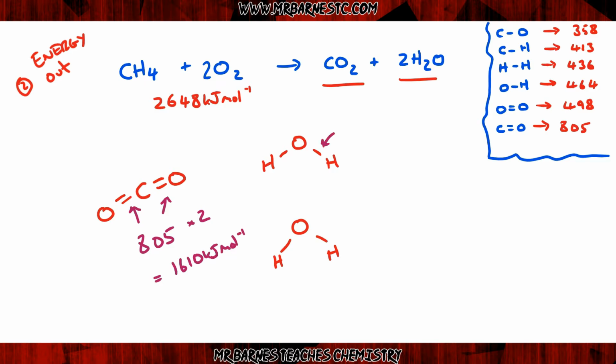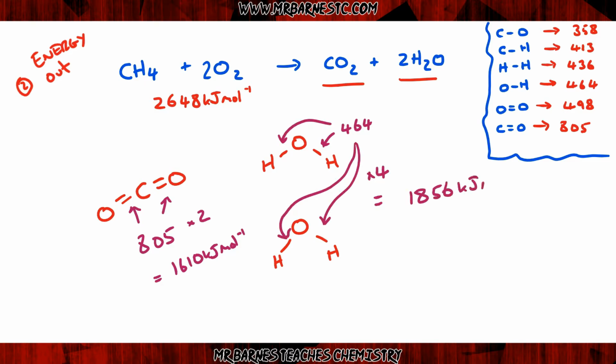Water, I've got 2 OH bonds per water molecule, which gives me 4 in total. So 464 times by 4 gives me 1,856. So if I then add both of those together, that gives me 3,466 kilojoules per mole needed to form all of the bonds. That's the energy given out.